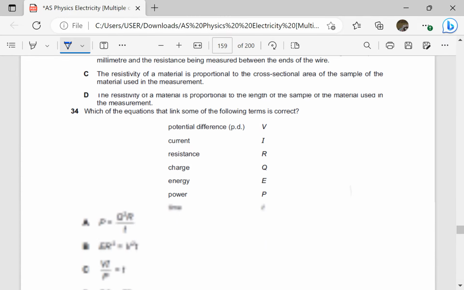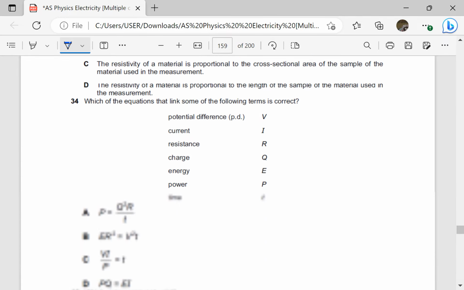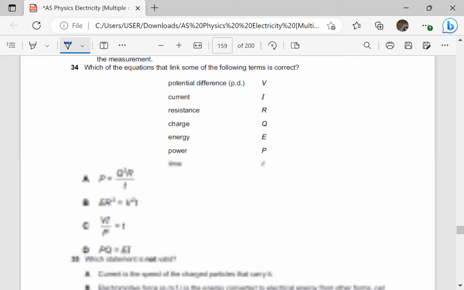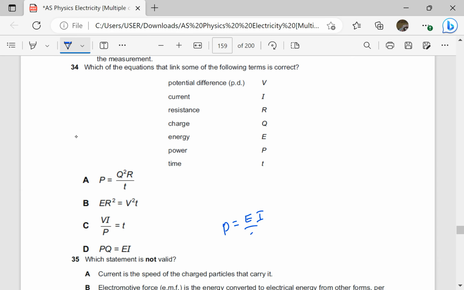Which of the equations that link some of the following terms is correct? I think we have answered a similar question. We checked all these equations and noticed that the last equation, power is equal to EI over Q, was the one making sense because charge is I times T. This gave us energy over time. Energy over time is joules per second, which is power. So the answer was D.